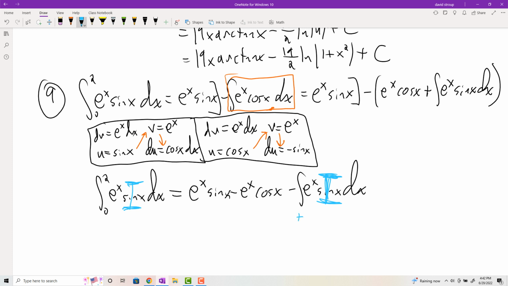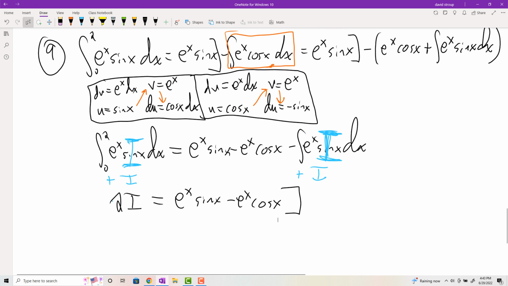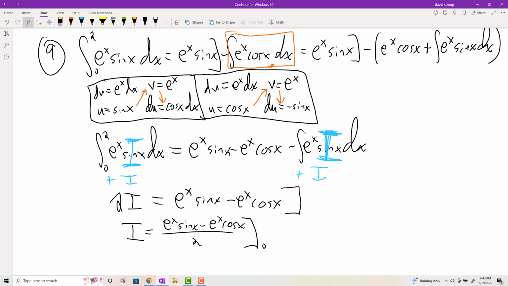So basically what you do is just add I to both sides. So on the left you'll have two of those integrals, and then on the right you'll just have e to the x sine x minus e to the x cosine x, and you have to remind yourself eventually to evaluate once you isolate the integral. So you divide both sides by 2. You get e to the x sine x minus e to the x cosine x over 2. And we need to evaluate from 0 to 2.